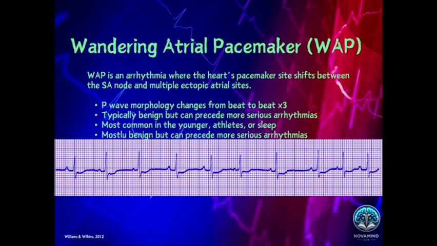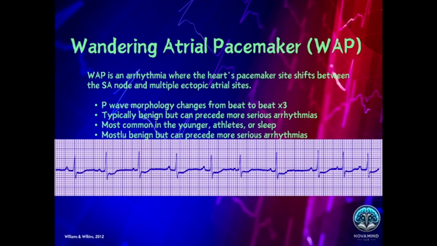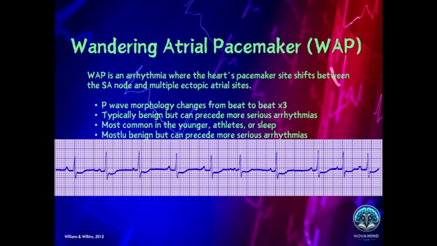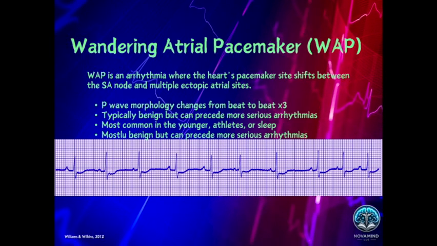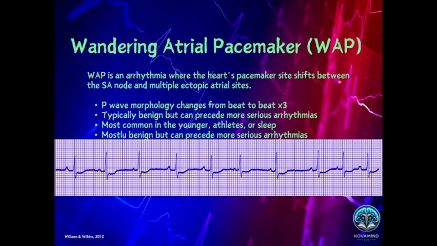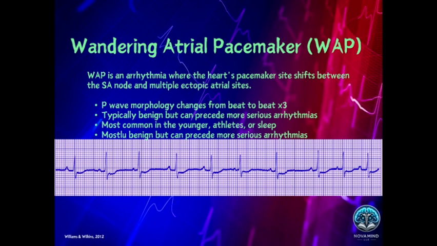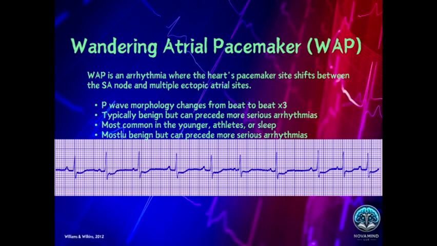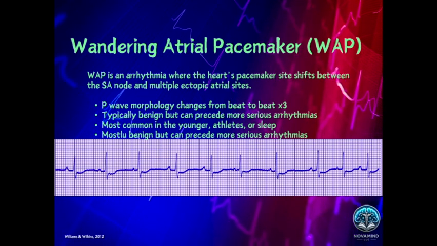The wandering atrial pacemaker is an arrhythmia where the heart's pacemaker site shifts between the SA node and multiple ectopic atrial sites. This results in a rhythm where the P wave morphology changes from beat to beat, reflecting that there are different locations from which the electrical impulses originate.